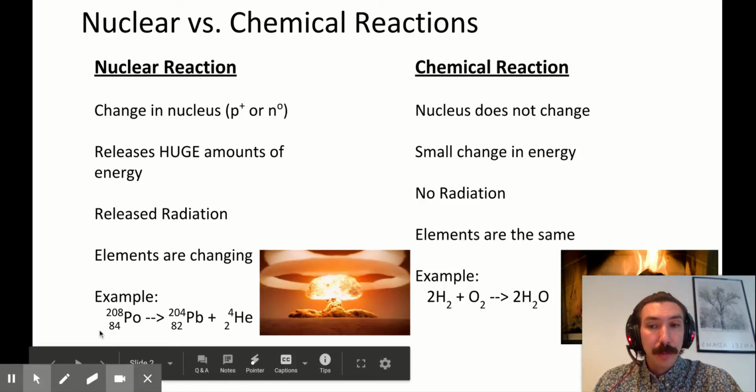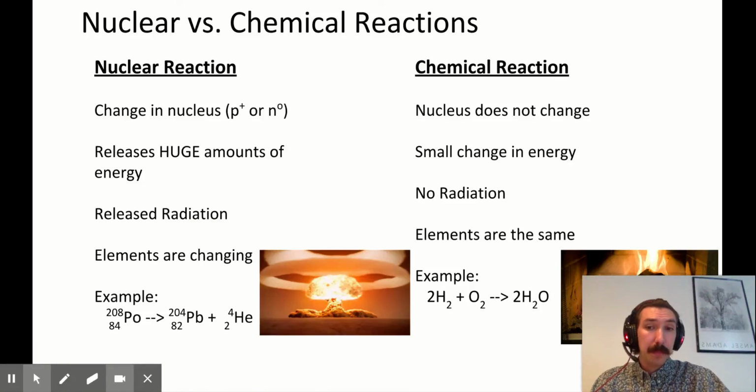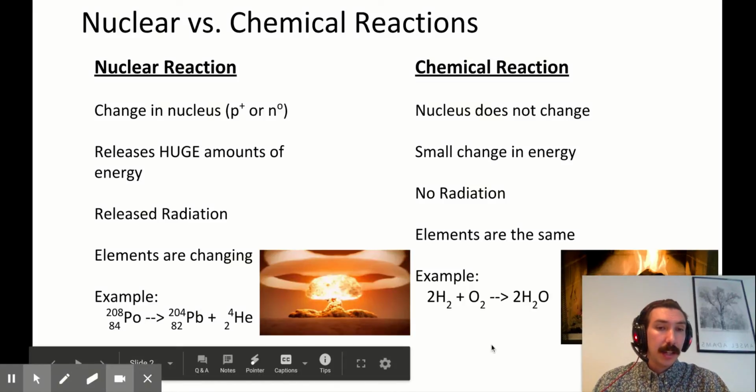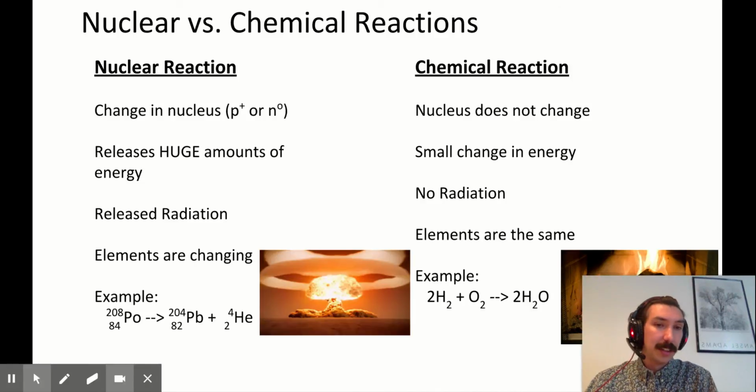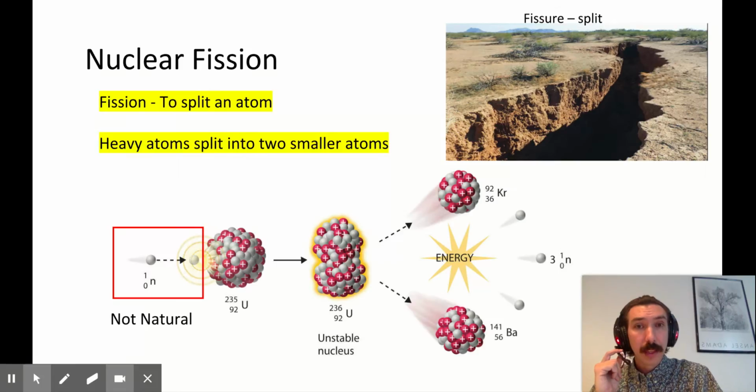If we start off with polonium-208 and it goes through alpha decay, that polonium becomes lead-204, so a completely different element. Whereas in a chemical reaction, if we wanted to make water from hydrogen and oxygen, that water is still hydrogen and oxygen, just chemically bonded together. So those elements are not changing in a chemical reaction.